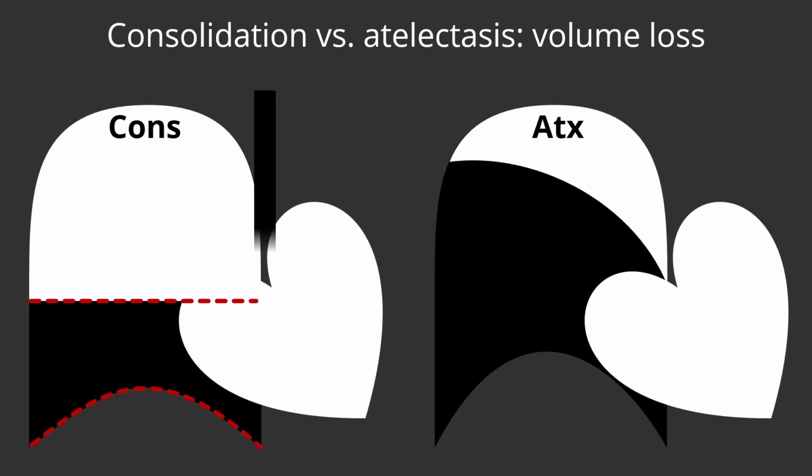The trachea is midline. In right upper lobe atelectasis, there is volume loss. The minor fissure is superiorly displaced. The right diaphragm is elevated. The trachea is deviated to the right. These findings indicate volume loss.